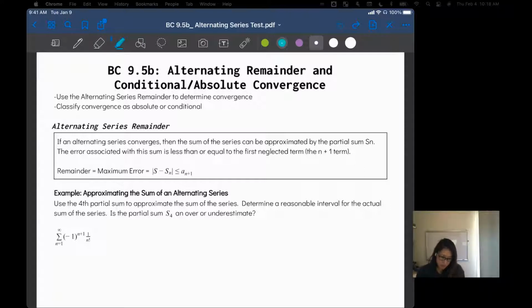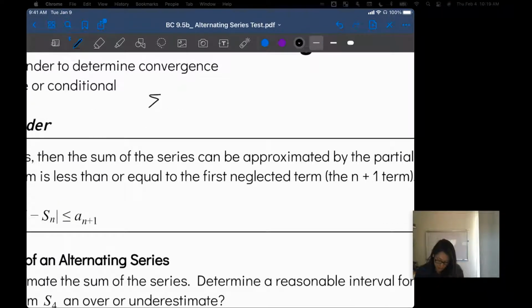So if we think about the alternating series, the sum from n equals 1 to infinity, we'll do the harmonic series, the alternating harmonic series, which would be -1 plus 1/2 minus 1/3 plus 1/4 minus 1/5.